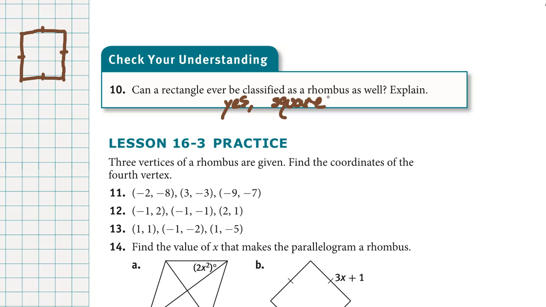So in this lesson, we looked at the shape called rhombus and created some theorems as ways to tell if four-sided shapes are rhombuses.